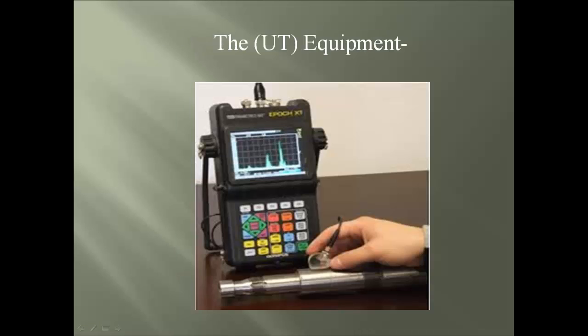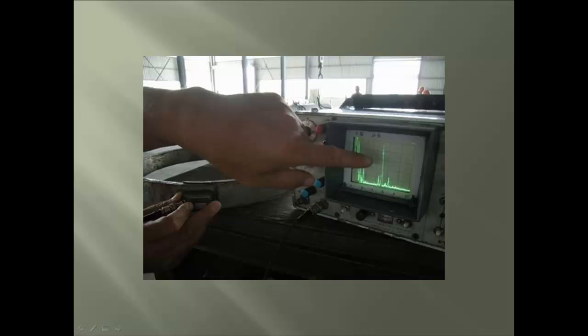The UT method uses the transmission of mechanical energy in waveform at frequencies above the audible range. A transducer transmits a sound wave into and through the material, which is then sent back when a reflector or defect is struck. And this is then displayed on the screen.